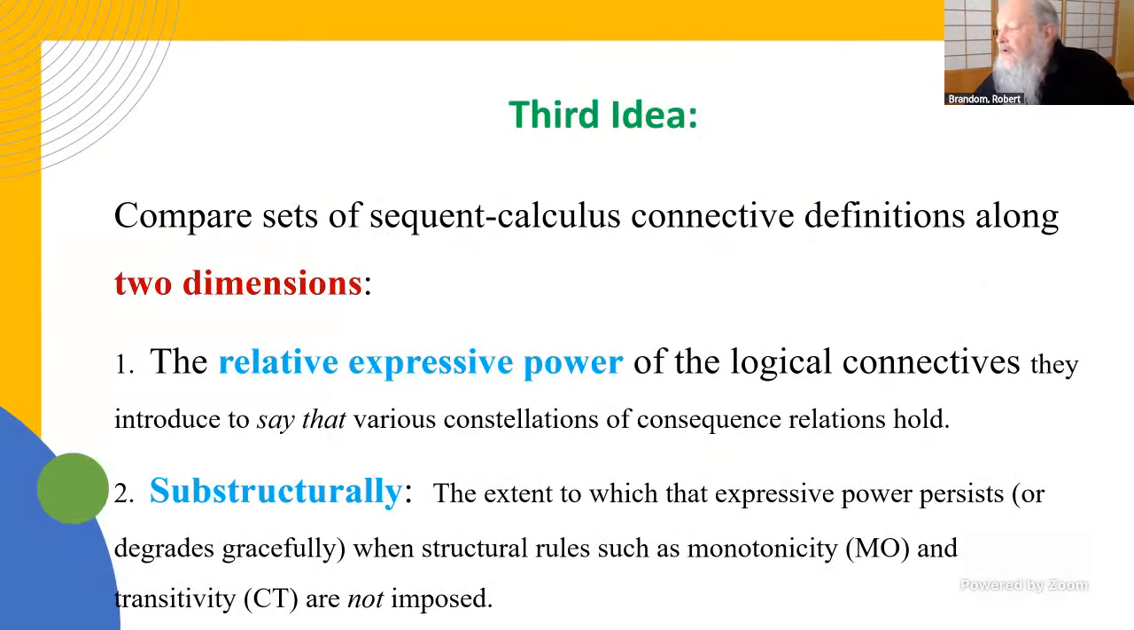So the third idea, and this is subtler than the other ones, but I think it'll become clear as I go along. We want to consider different sets of connective rules, different logics that work even if you don't have the various structural rules in place. We want to compare the expressive power of connective definitions under substructural circumstances.